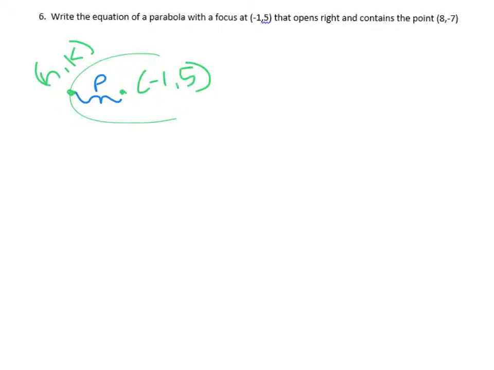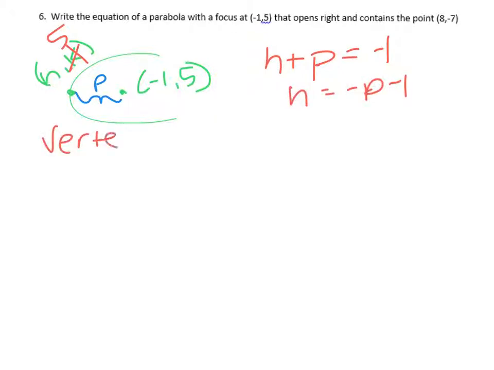So we can change this k to 5. And then my h plus whatever my p would be would get me to -1. So h equals -p minus 1. So my vertex, instead of h comma k, is going to be -p minus 1 comma 5.